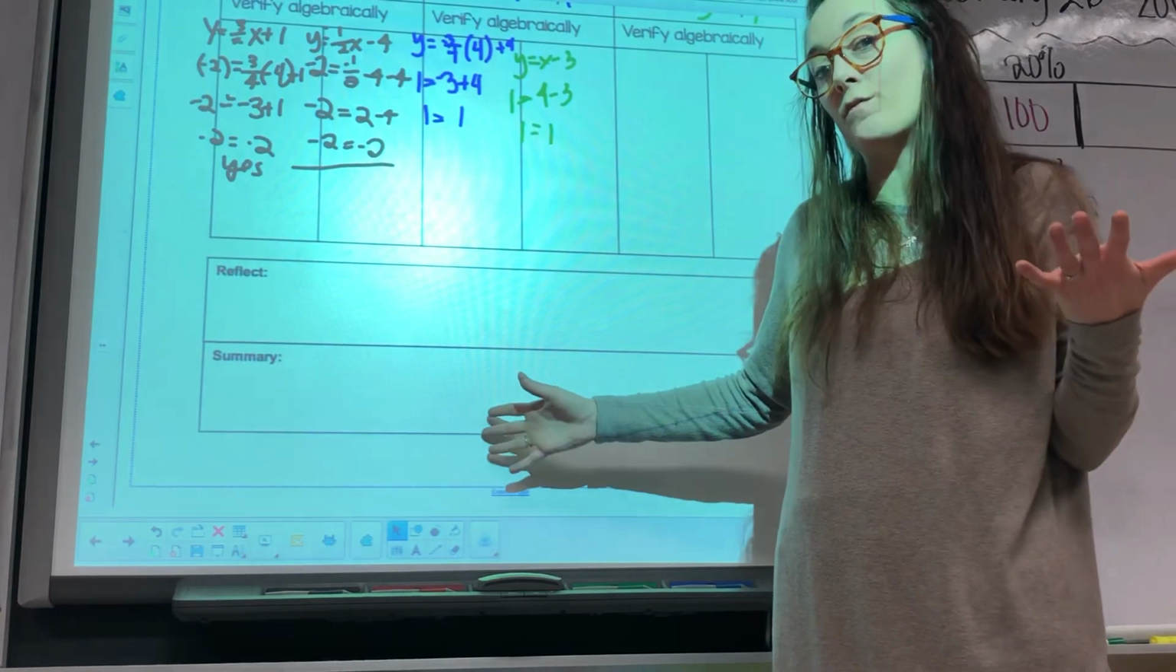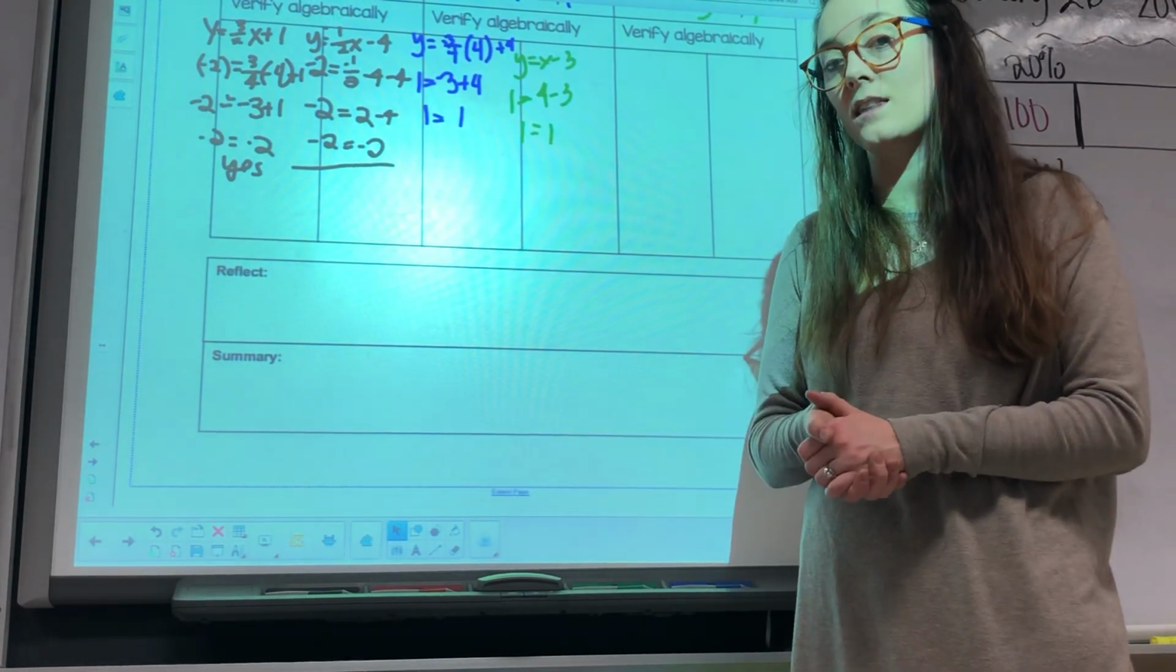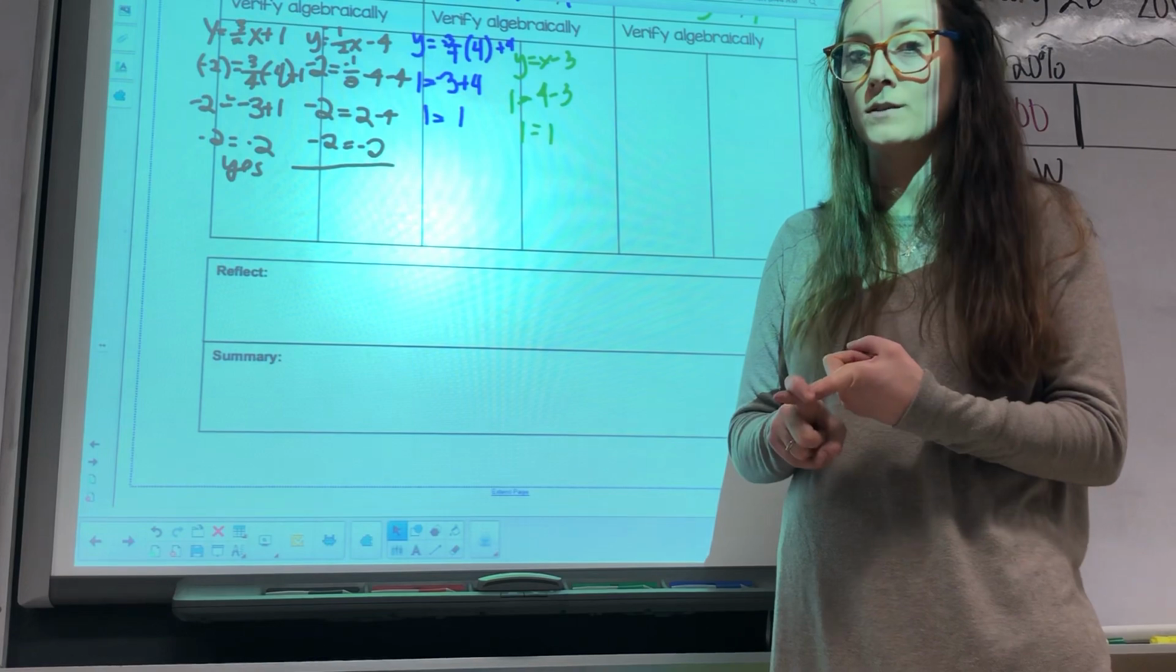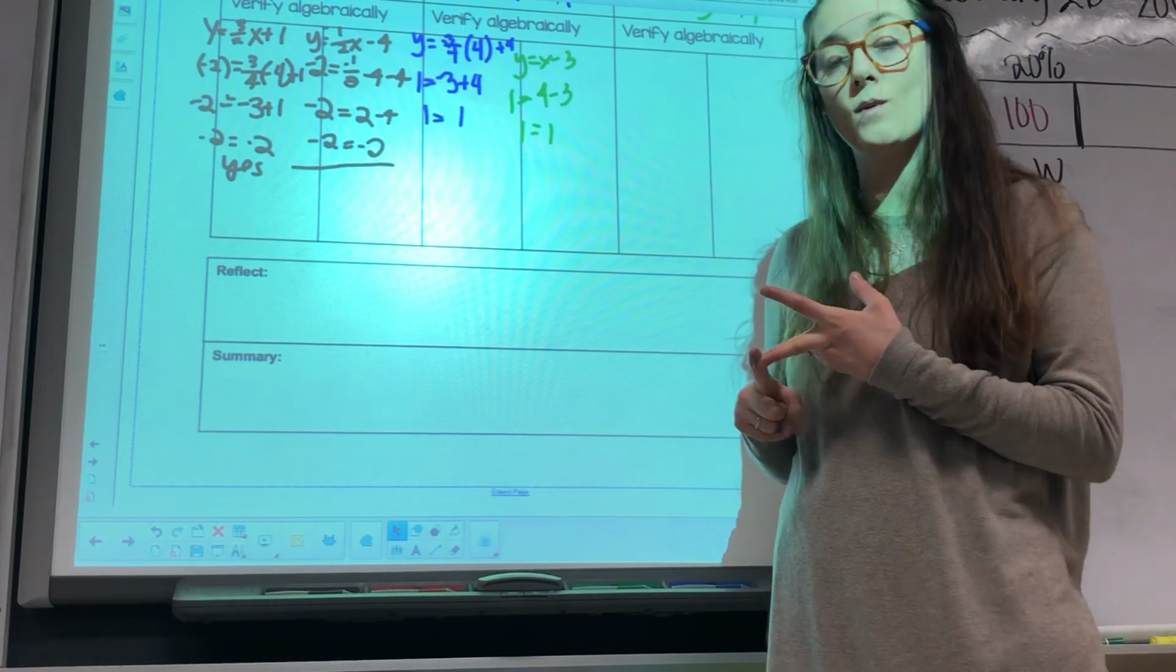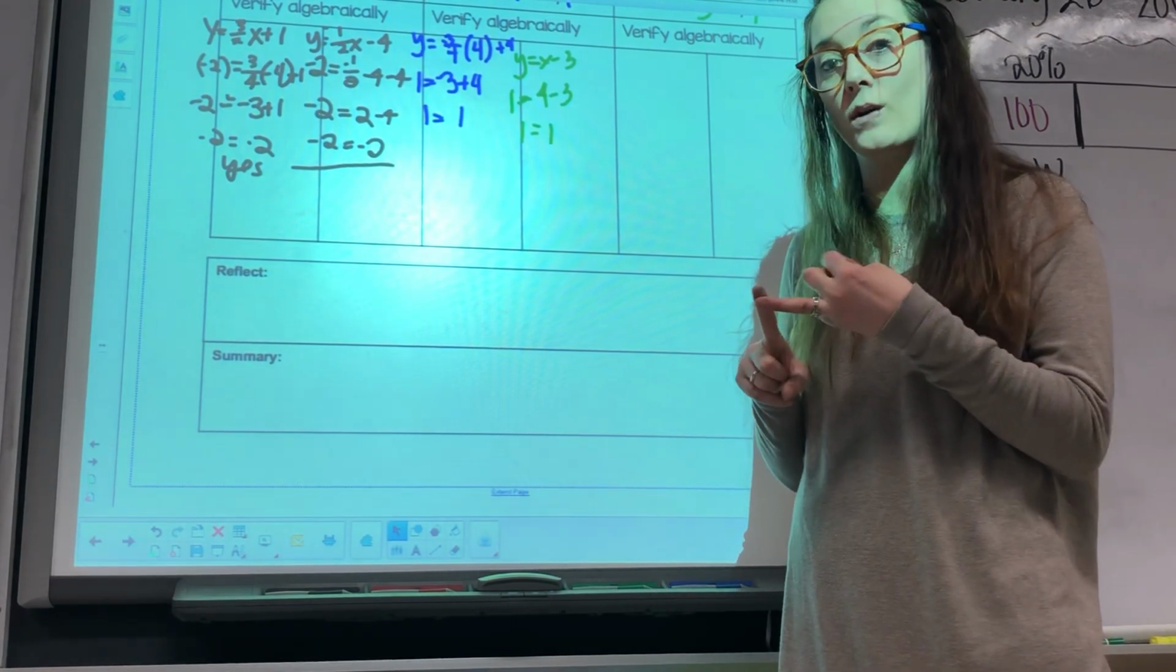Also summarize, how do you solve by graphing? Easiest way that I can think of, make sure your equations are in slope-intercept form, graph using your slope and your y-intercept, find the location where they meet.